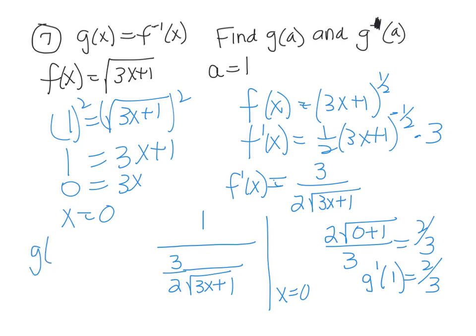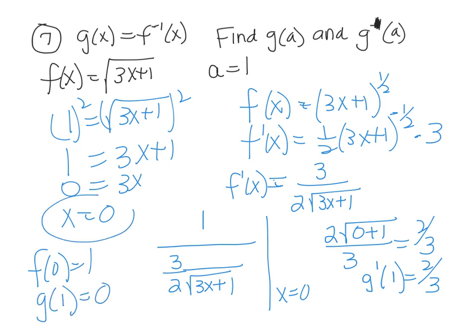Over here, we found g of 0 equals 1. I think I have that backwards, which is easy to do with inverses, don't you think? It's kind of easy to get that backwards. All right, so what we found was we set f of x equal to 1. So we said f of 0 is 1. So g of 1 is 0. And that's what we were finding here, the g of 1. So here's g of 1. And then we also found the derivative, and that was 2/3. So we've answered the question.